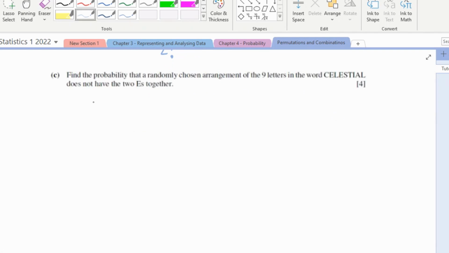Find the probability that a randomly chosen arrangement of the 9 letters in the word celestial does not have E's together. Okay, so again, what's our strategy for this? Total, subtract ways with E's together. But this one's a bit different because we've got to do probability at the end. Okay, who reckons they know how to do the total ways? Didn't we do that actually in part A? What was that? 90,720?